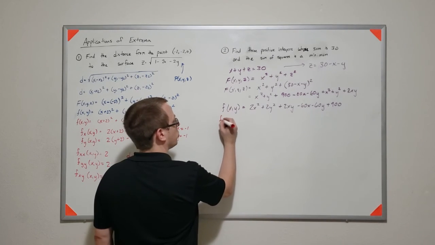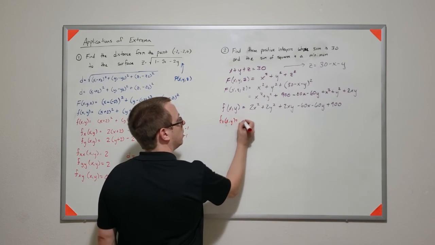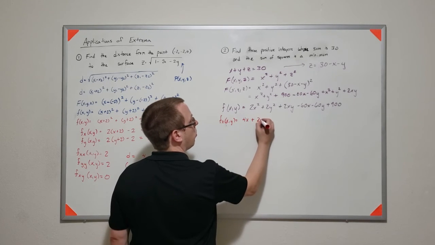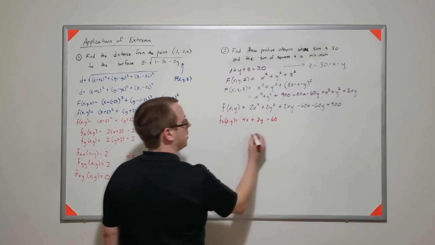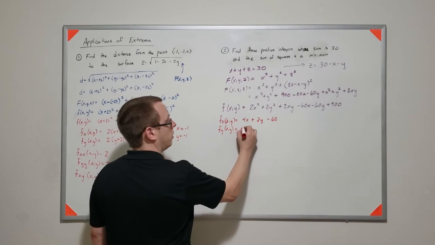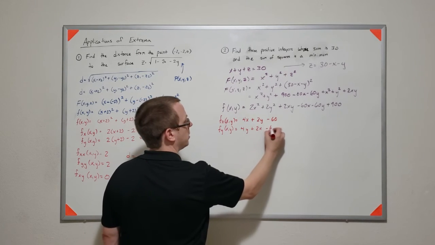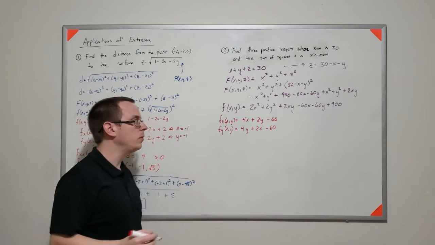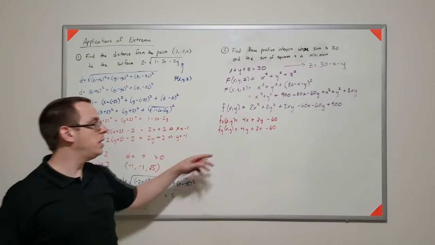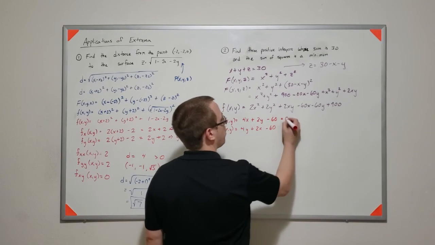So if we take the partial with respect to x, we get 4x plus 2y minus 60. The partial with respect to y is 4y plus 2x minus 60. In this case, we don't have x and y by themselves, so we need to set each one equal to 0, because we're trying to solve for critical points.